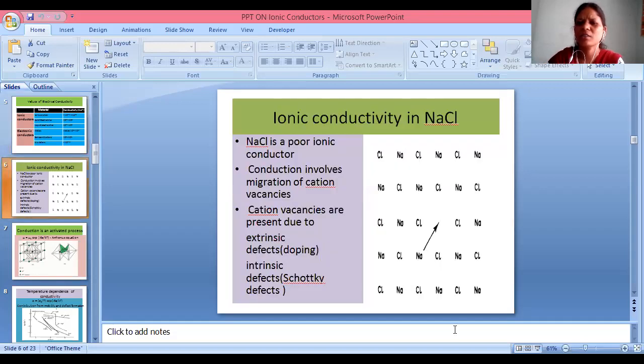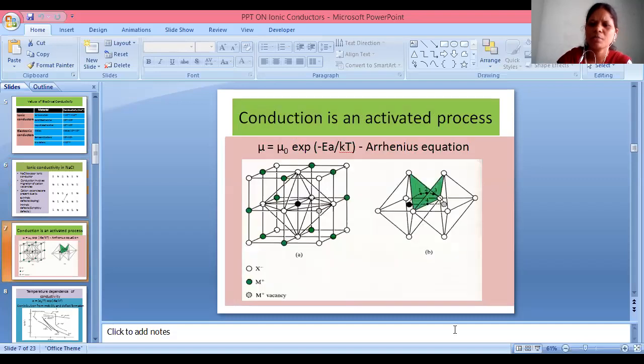And this is the ionic conductivity in sodium chloride crystal. Sodium chloride is a poor ionic conductor. Why will it conduct? Because of the migration of cation vacancies. Cation vacancies are present due to extrinsic defects, or intrinsic defects like Schottky defect. Extrinsic defect means it is because of doping with some other element. And this conduction is an activated process.